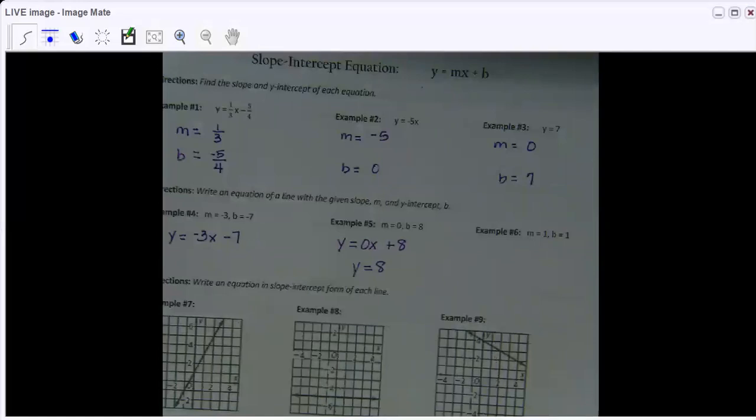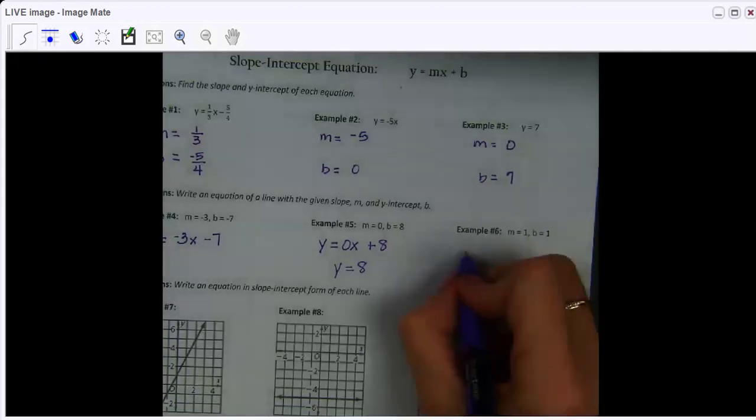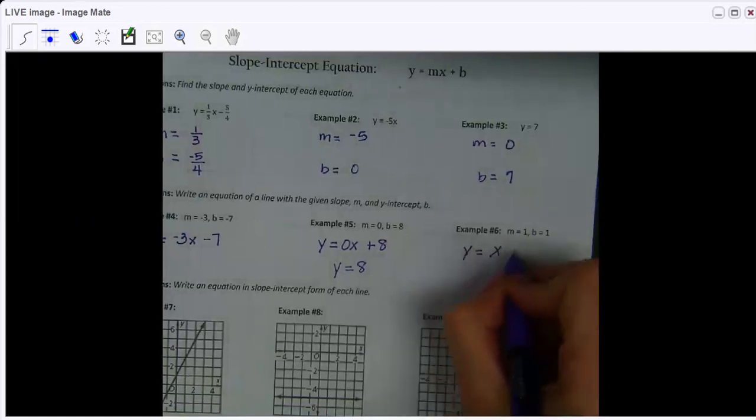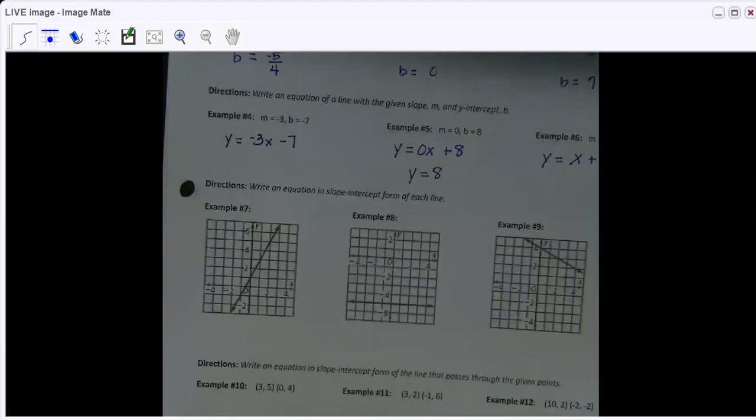All right, look at number 6. Everybody, I'm going to give you 5 seconds to write number 6. Okay, stop, please. So you should have y equals x, or 1x plus 1. There you go.